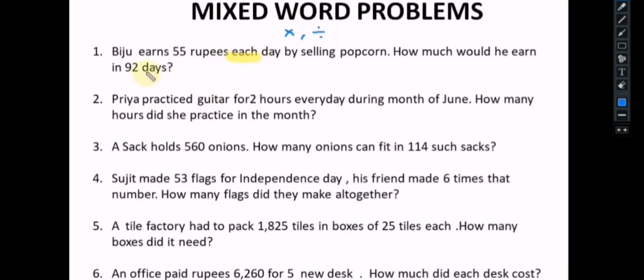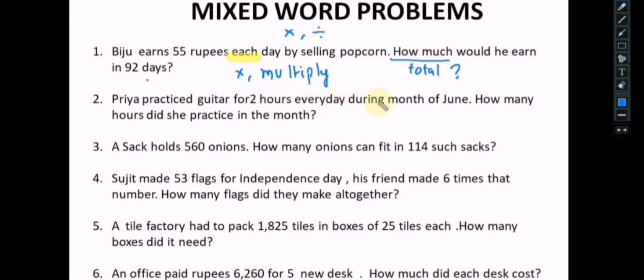Now if you read it again, you'll understand that this boy is earning 55 rupees each day, and you need to find out the total. You don't know the total, you want to calculate it for 92 days. So when you don't know the total and you have this word each, that means you are going to multiply the two numbers and find the answer.